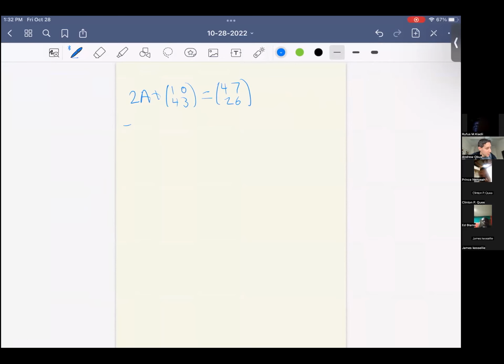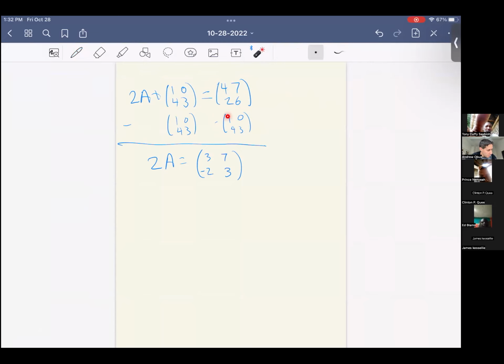I just subtract 1043 from each side, and I get 2A equals 4726 minus 1043. So that would be the matrix 3, 7, 2, 3, because I'm subtracting: 4 minus 1, 7 minus 0, 2 minus 4, and 6 minus 3.